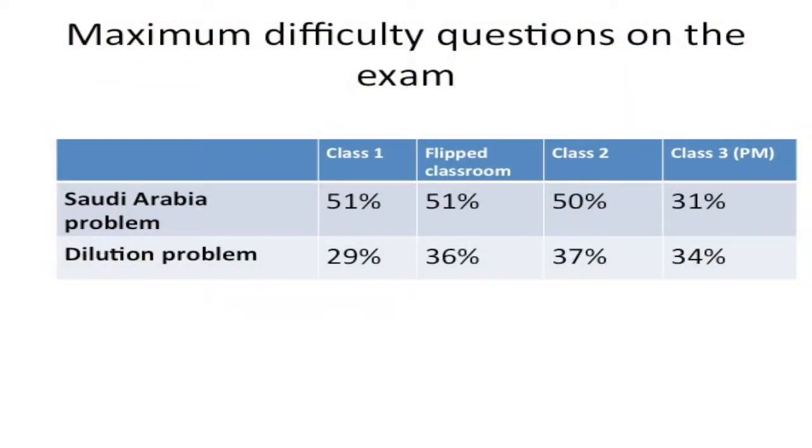And this was the toughest problem on the exam. We called it the Saudi Arabia problem. As you can see, all classes performed almost the same, because this was something that we threw at them that they didn't see coming.